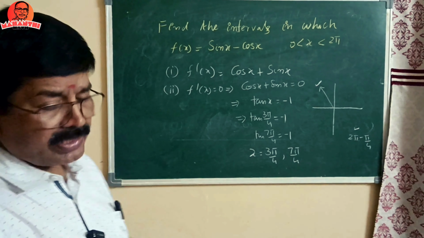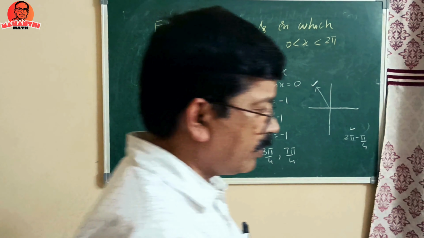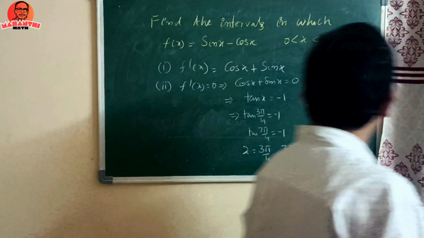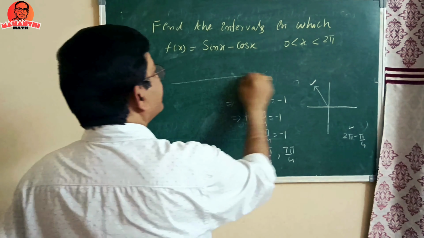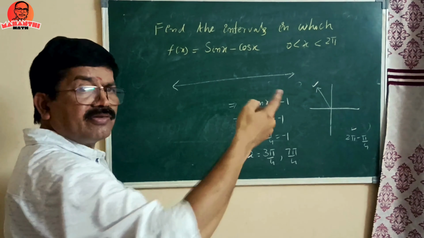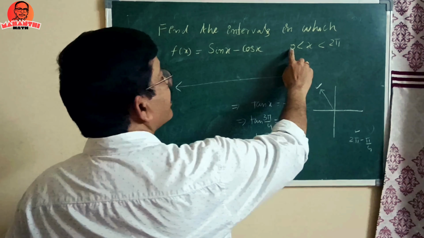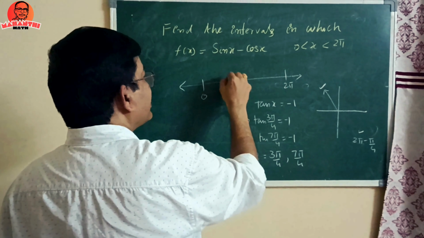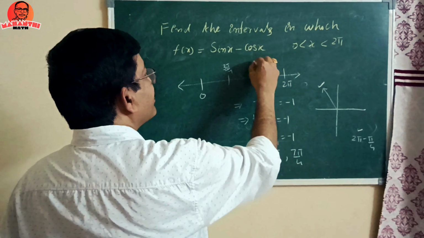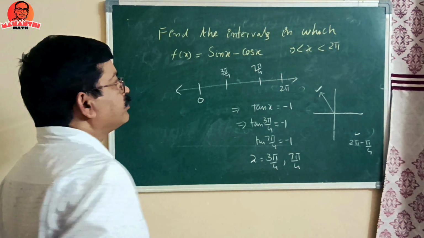Now again we will take number line as the next step. Number line. But here minus infinity to plus infinity no need to take. Why? Because here limitation is there for x. So 0, here 2 pi, here 3 pi by 4, here 7 pi by 4.